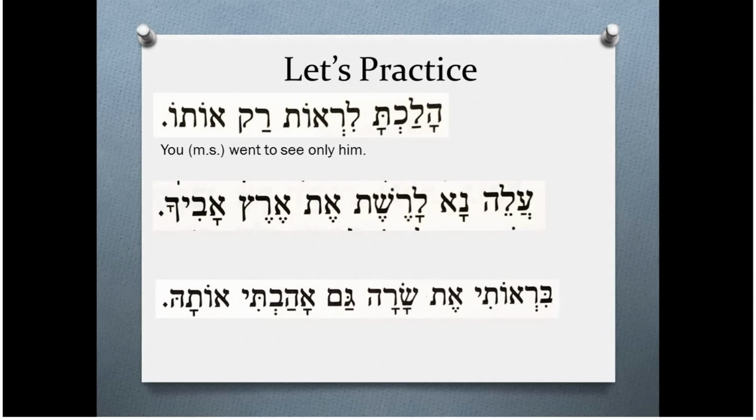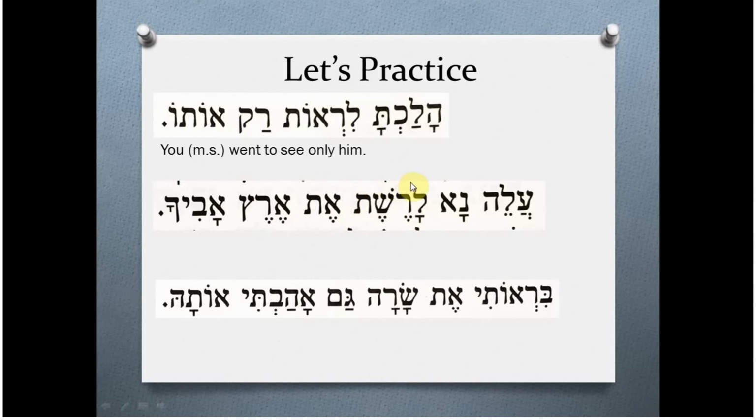Next one, Alena la-reshet et eretz avicha. Okay, so here we have an imperative, ale. I'll just tell you that so for the sake of time, we don't have to go through the whole process. This is second masculine singular imperative from alah, which means to go up. Na, as you'll learn in your chapter, is a sort of flavoring particle that can be used as a way of kind of softening a command. So we might translate this as go up, please, but why? La-reshet et eretz avicha. Here's our infinitive, lamed. So that's our preposition attached to the infinitive, reshet.